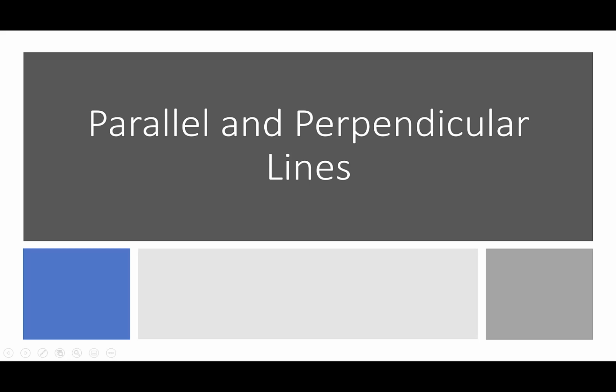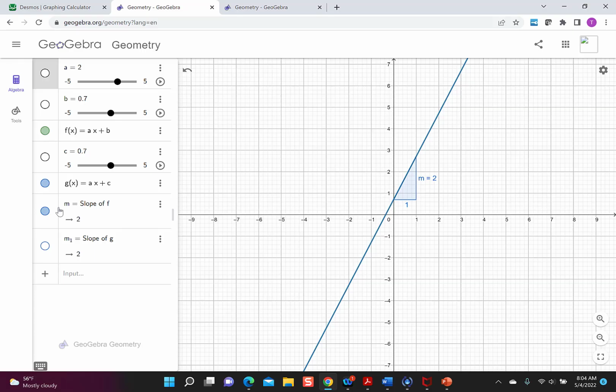Hi everybody, today we're going to talk about parallel and perpendicular lines. So I thought we would start by looking at some lines. Right now I have a line that has a slope equal to 2. What you can't see is there's actually a second line on this screen that also has a slope of 2. Notice that these lines are now not touching.